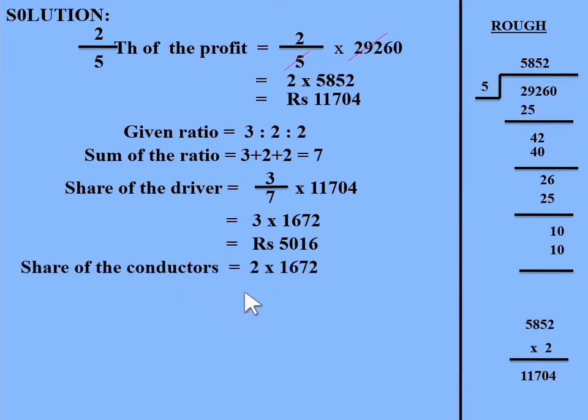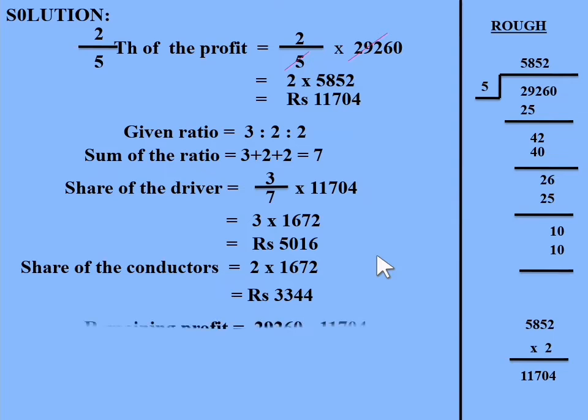Now the share of the conductors is equal to, the ratio of the conductors are the same, 2 is to be multiplied by this 1,672, which is equal to rupees 3,344. So the share of the first conductor is 3,344 and the share of the second conductor is also rupees 3,344 because their ratio is the same.